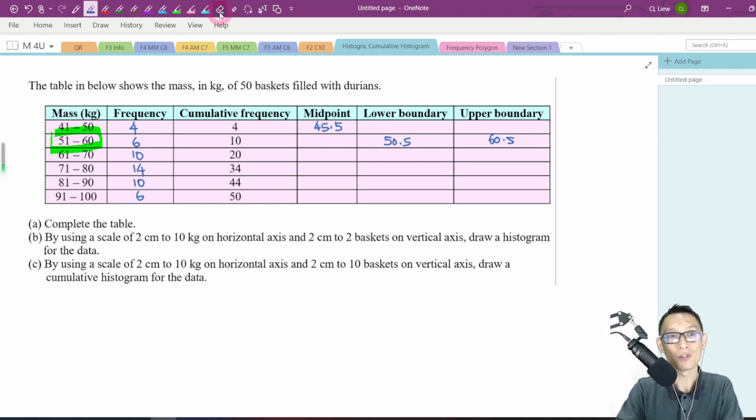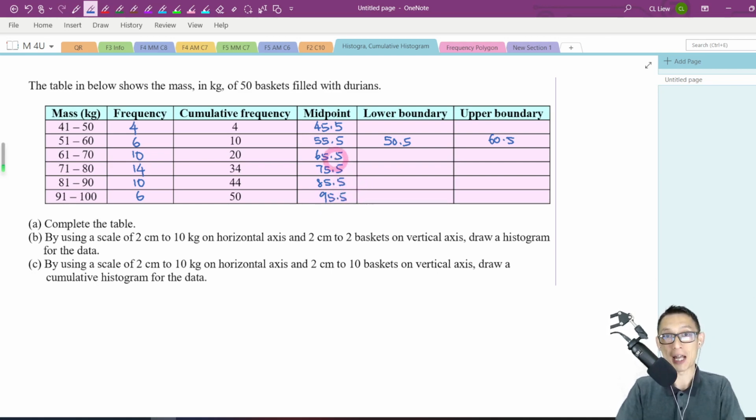Now once you have determined the size of the class interval, it's very easy for you to get all the midpoints here. Just add 10, since the size of the class interval used here is 10. So for the next midpoint, you just add 10 to it. You will get 55.5, 55.5 add 10, 65.5 add 10, 75.5, 85.5, and the last one is 95.5.